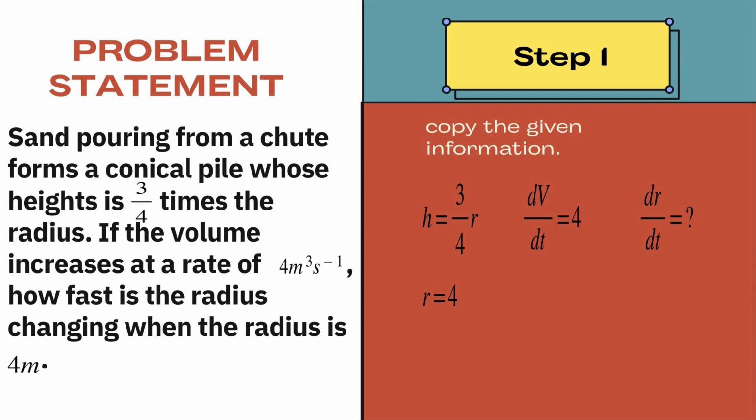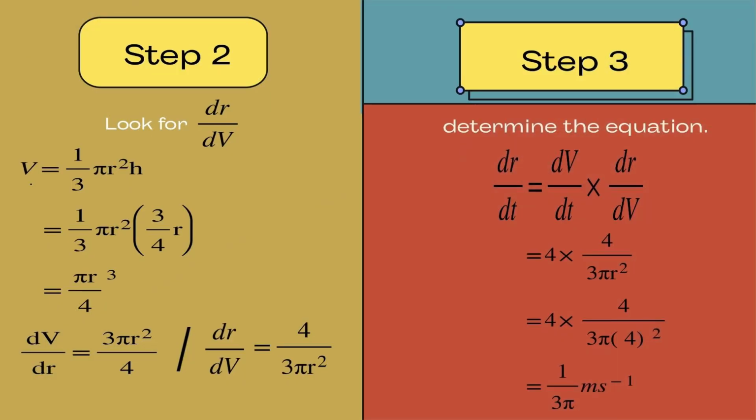Now, to solve this problem statement, the first step is we need to gather the given information. First, we are told that the height of the cone is 3/4 the radius. We are also given that the volume of the cone is increasing at a rate of 4 cubic meters per second. And we are asked to find the rate at which the radius is changing, or dr over dt. And let's jump to the next step.